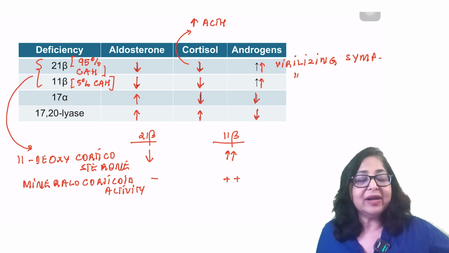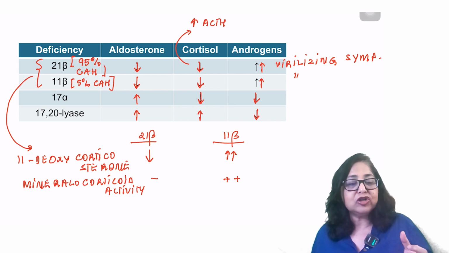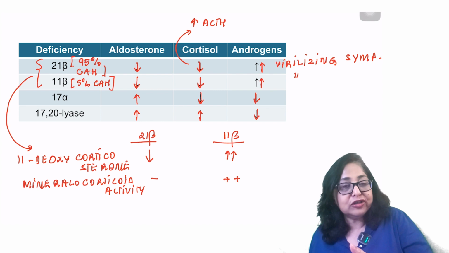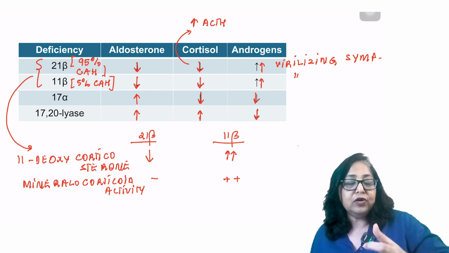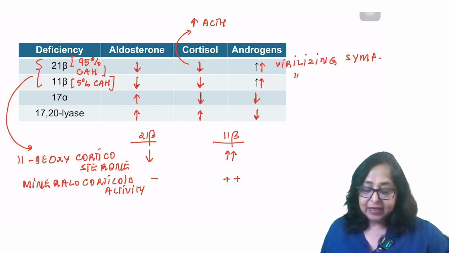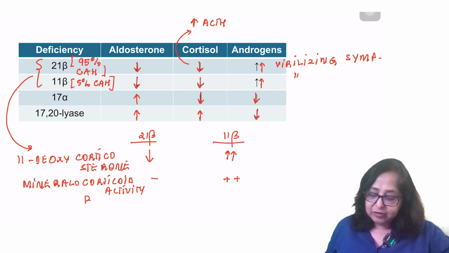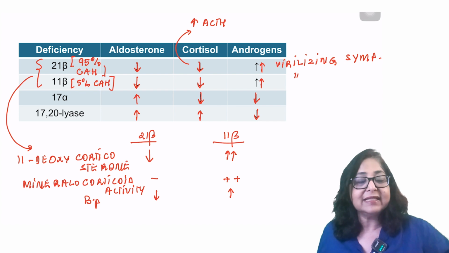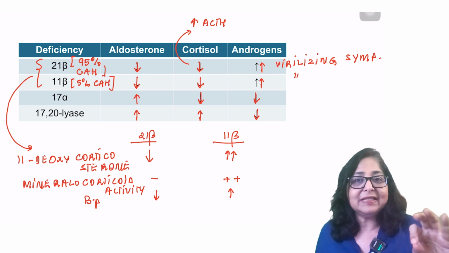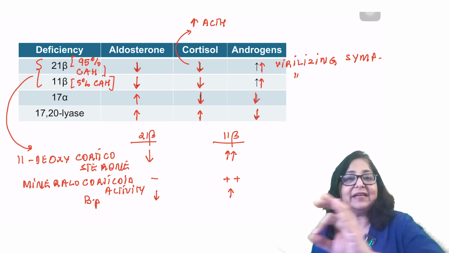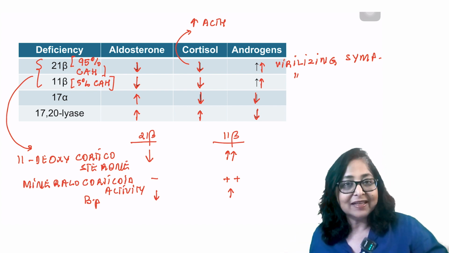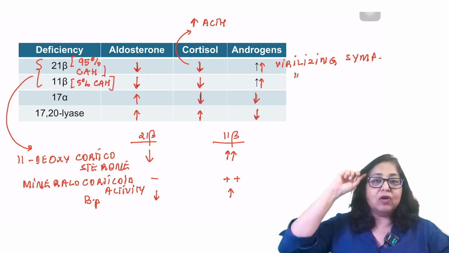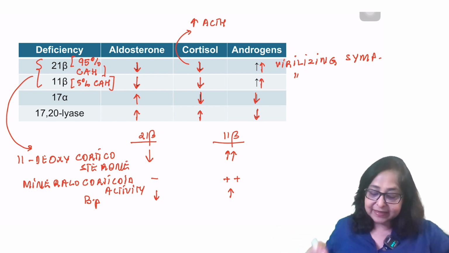And what is the role of mineralocorticoids? They cause a sodium retention. Therefore, there is going to be water retention, there is increase in ECF volume, there is increase in blood pressure. So if I measure the blood pressure, I find it is elevated in 11-beta hydroxylase and reduced in 21-beta. Simple test to distinguish between 21-beta and 11-beta. Measure the blood pressure. Elevated in a patient of 11-beta hydroxylase deficiency.